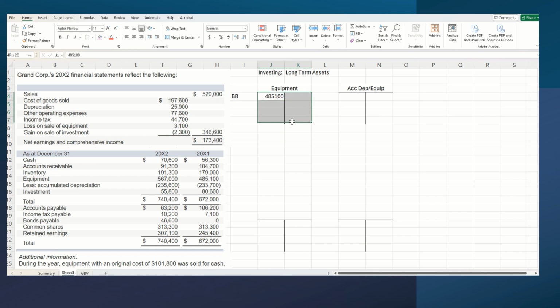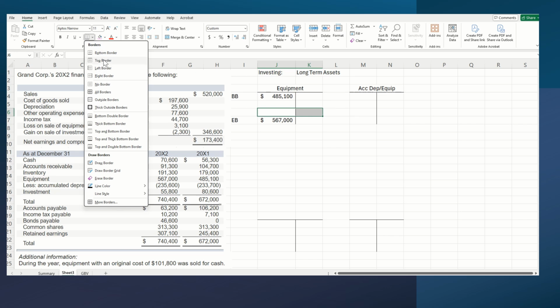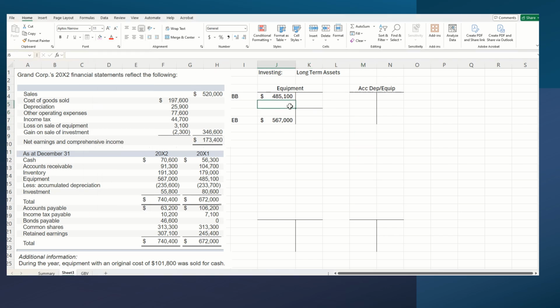I should have formatted all of these like that, and we'll just copy that format to all my other T accounts here too. I usually set up a few. I don't know how many I'm going to need. I might need to do some more after when we're analyzing, but we're starting out here with equipment. So we started with 485,100, and we end with 567. Oops, I put that in the wrong spot, but that's okay. We're going to probably have a couple things we have to do here, so we're going to leave it like this for now.